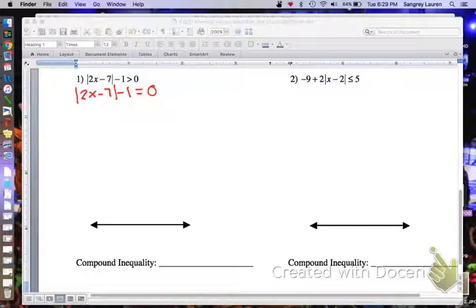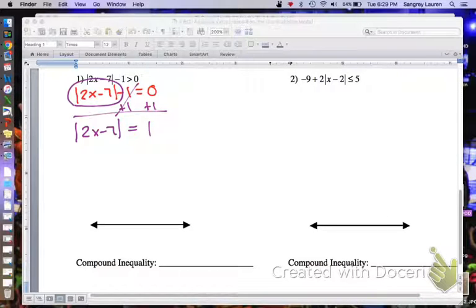Now, this has changed into an absolute value problem. So your first question is, is the absolute value alone? It is not alone because there's this -1 on the right side of the absolute value. So we have to get rid of that -1. So we're going to add 1 to both sides. So we are still left with absolute value of 2x minus 7 equals 1.